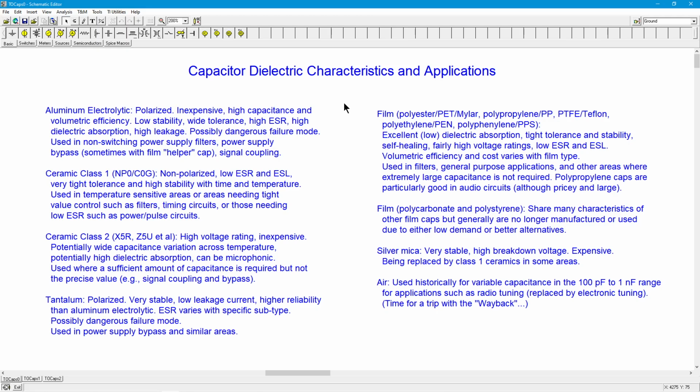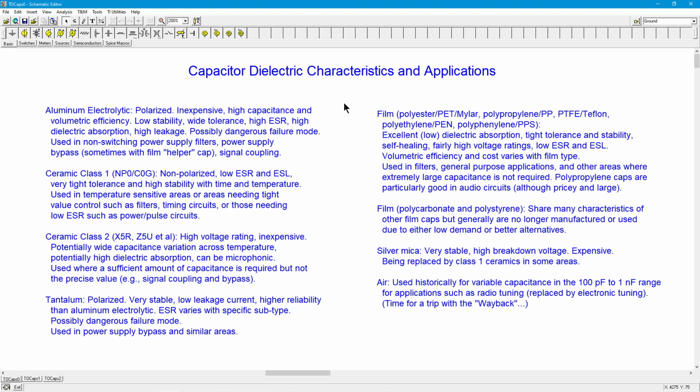We've got polyester, also known as PET, or Mylar. Mylar is a trade name. Polypropylene, Teflon, another trade name, polyethylene, polyphenylene. Generally speaking, film caps are nice. They have low ESR and ESL values, low dielectric absorption. They usually have pretty tight tolerance, good stability.